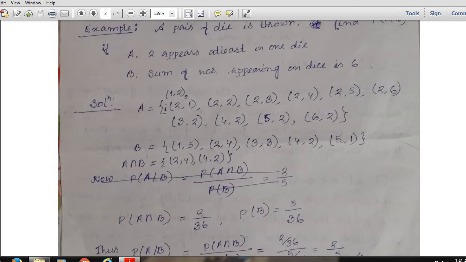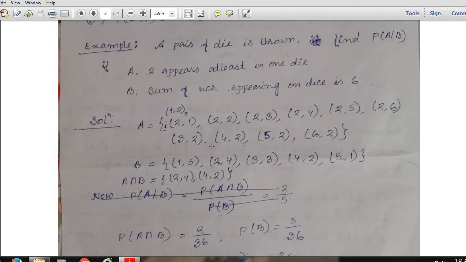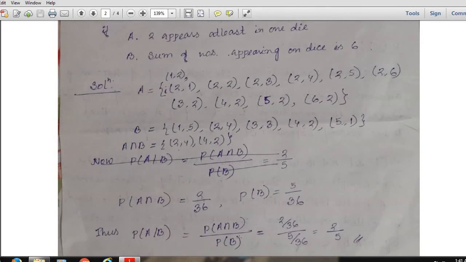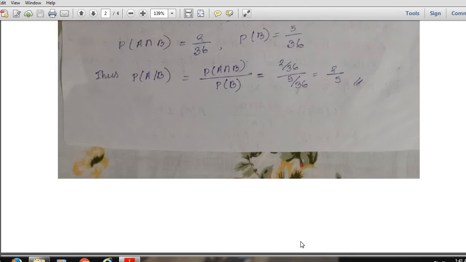Therefore, probability of A intersection B is what? Here, notice that the total number of outcomes is 36 and the number of elements in A intersection B is 2. Therefore, probability of A intersection B is 2 by 36. Similarly, probability of B is 5 by 36. Using the definition of conditional probability, we get probability of A given B is 2 by 5. Here we just use the definition of conditional probability.